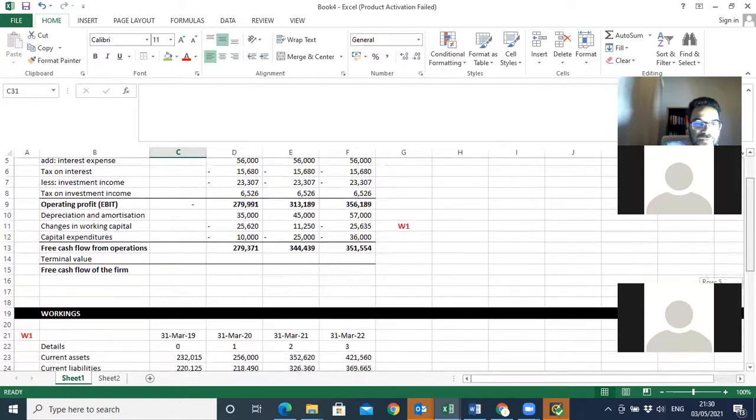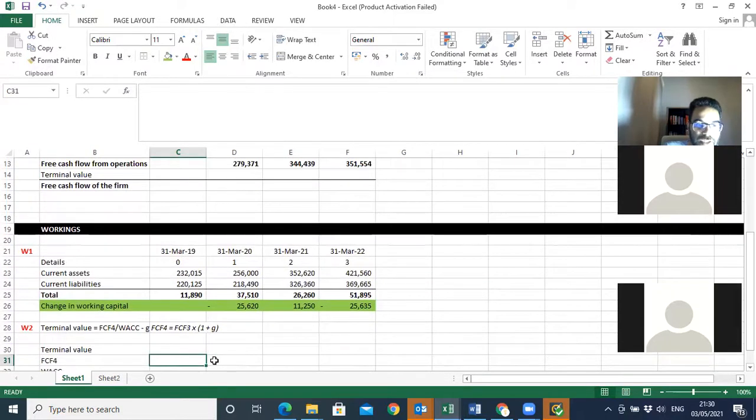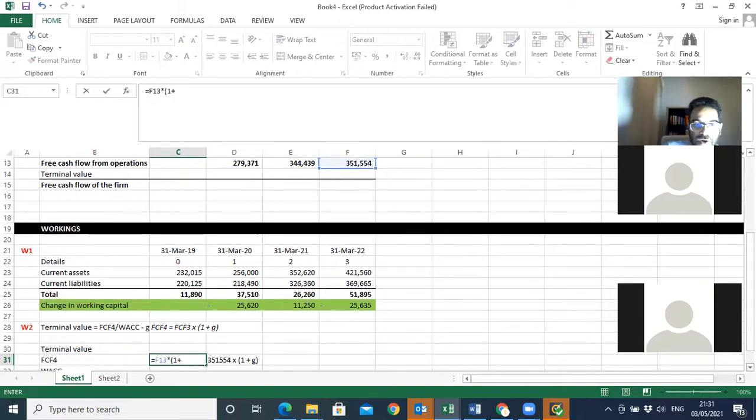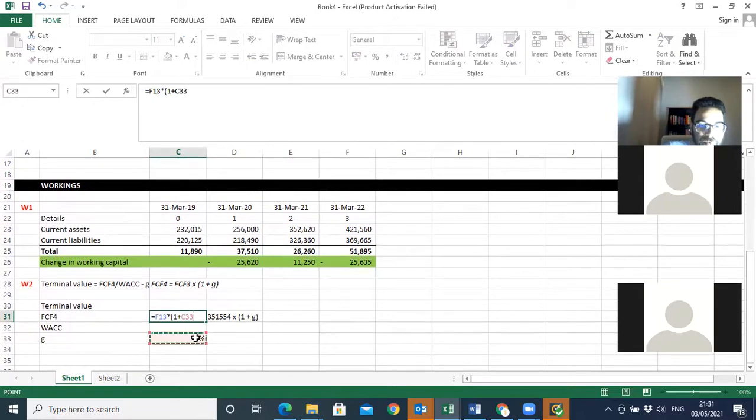year three, which is the 351,554. Multiplied by 1 plus G, okay, which is 6%. So it is equal to that amount, the latest amount before the terminal value, multiplied by 1 plus the growth rate of 6%. So that is that over there.